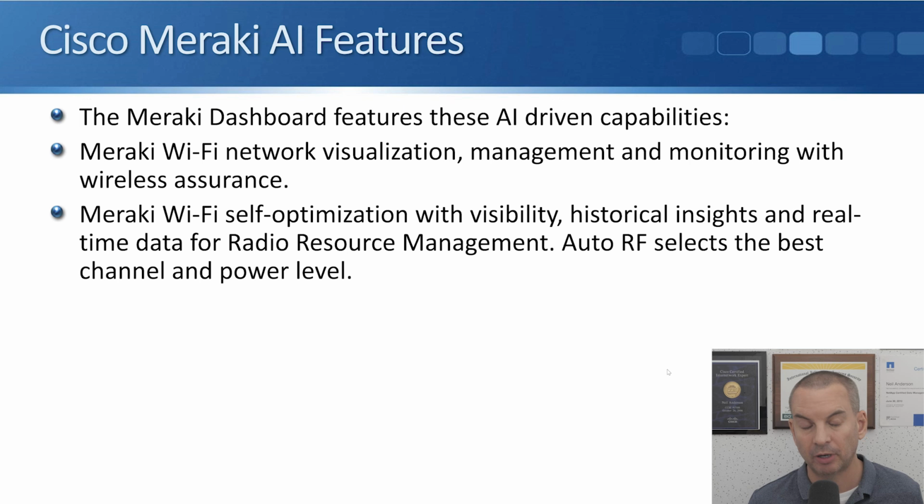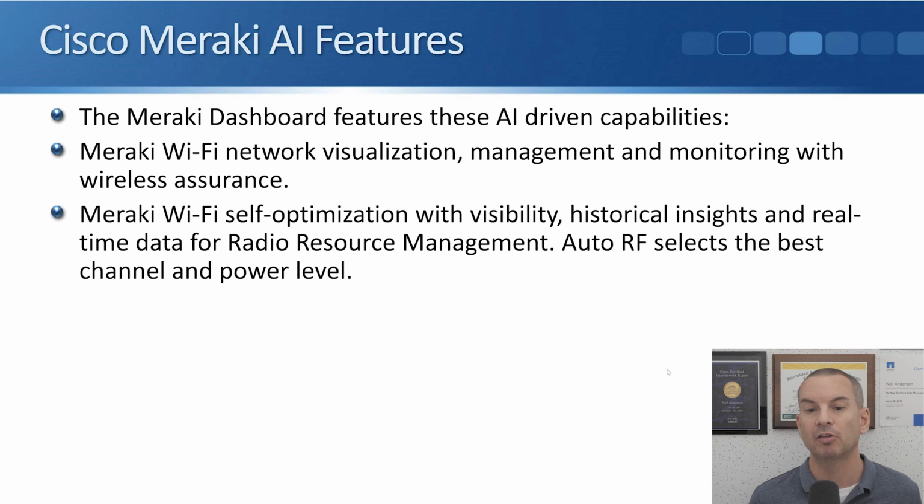Next software product to cover is Cisco Meraki, which we've covered earlier in the course. So the AI features of Meraki. Meraki Wi-Fi network visualization, management and monitoring with wireless assurance. Assurance just means that you're assuring that things are working as you expect them to be working. There's no problems there. And Meraki Wi-Fi self-optimization with visibility, historical insights, and real-time data for radio resource management.